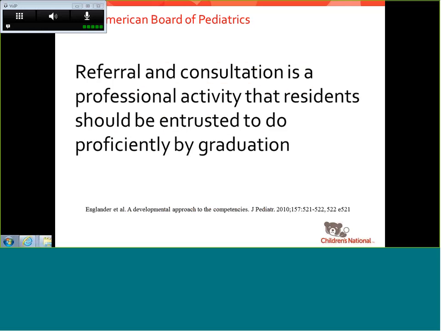The American Academy of Pediatrics came up with referral and consultation as one of its entrustable professional activities that all of our residents graduating from our centers across the state need to be competent in by the time that they graduate.